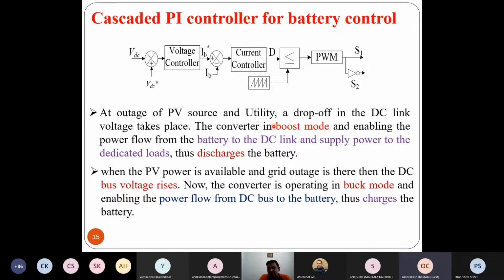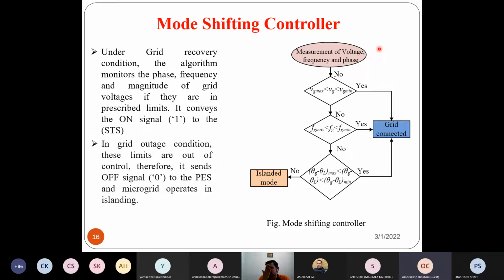So under outage of PV source and utility, what will we observe? We will observe there is a requirement of power supplied at the DC bus so that we can feed power to the load. So this converter will operate in boost mode and there is power flow from the battery to the DC bus. When PV array power is available and grid outage is there, there is an increase in the DC bus voltage and we can charge the battery in this fashion. I mean, SOC and all those things are also involved. If SOC is higher, meaning SOC is more than 80%, then we will operate in FMPP mode. How will we get the mode switching or mode shifting control?